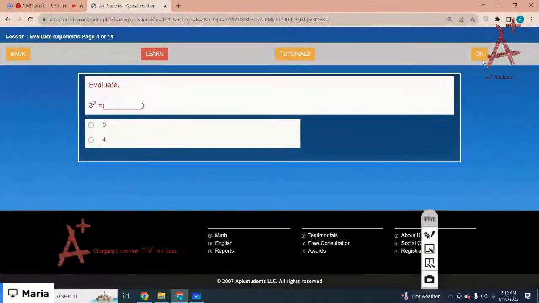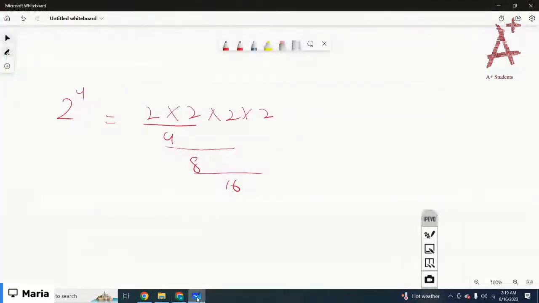Evaluate 3 exponent 2. So which is the correct option? 3 exponent 2 means you have to evaluate 3 two times, right? So 3 times 3 is 9. So it would be 9.